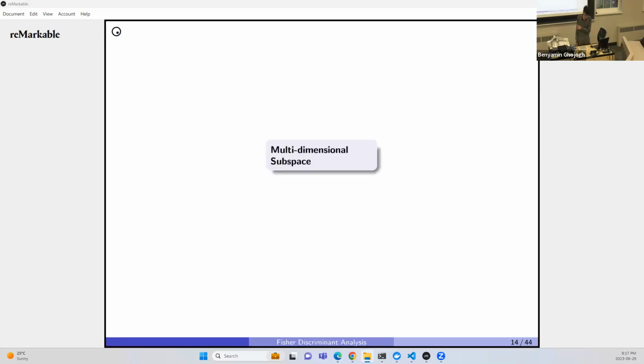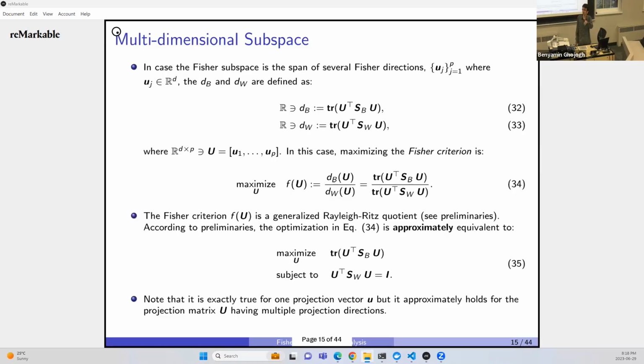Multi-dimensional subspace. So far we talked about one-dimensional subspace. It was one vector U. Now, what if we have several directions? What does it mean? Rather than projecting on a vector, I want to project on a column space, a space spanned by several vectors, right? So I have matrix U now, having P columns U1 to UP. Why? Because I want to have a p-dimensional subspace. Then my DB and DW are very similar to before, but U is a matrix now.